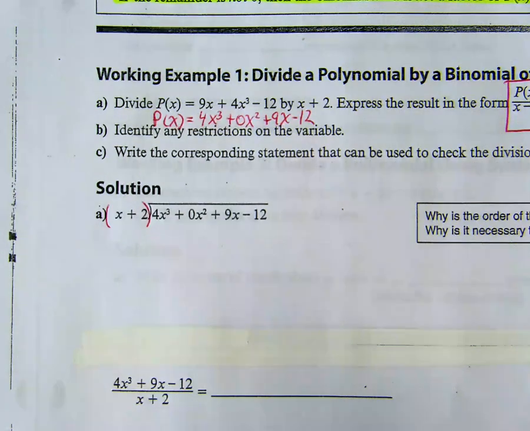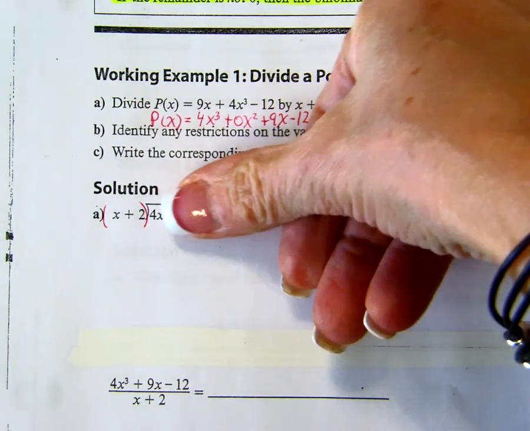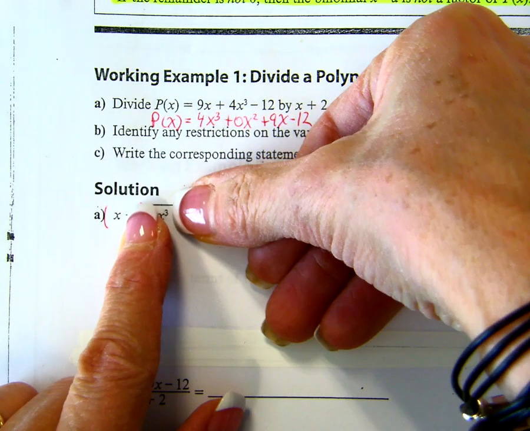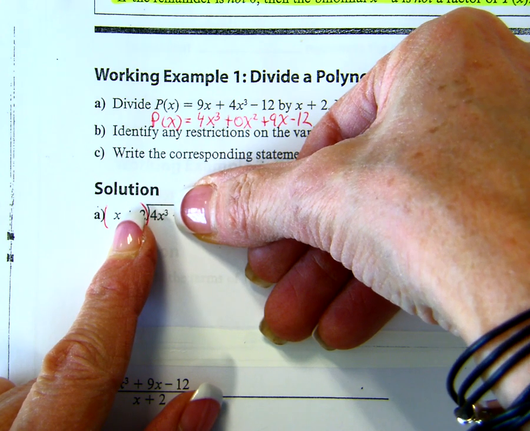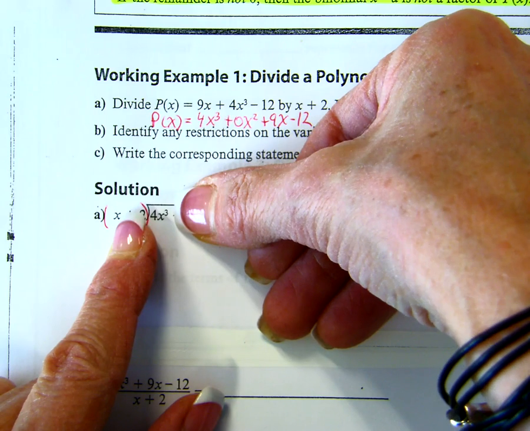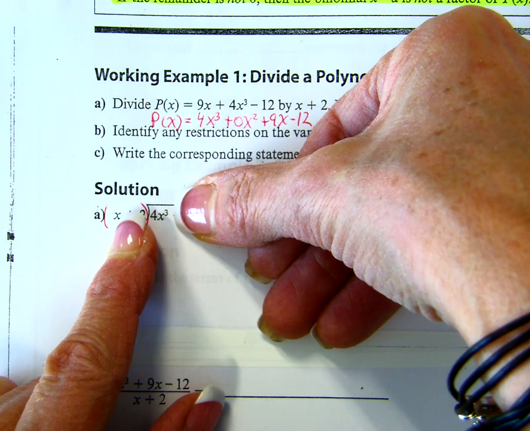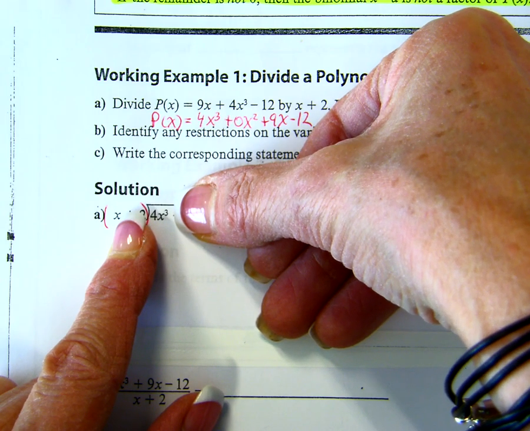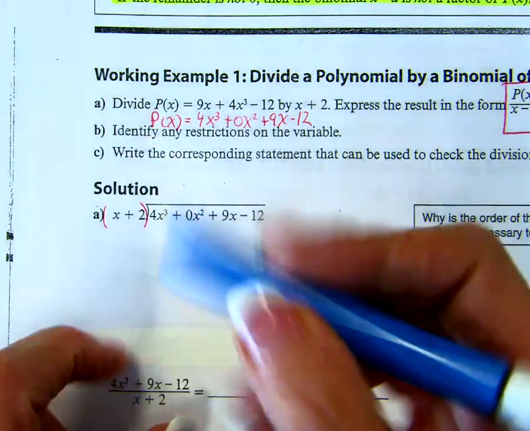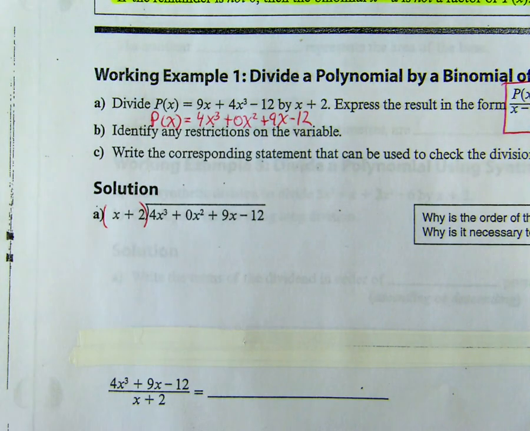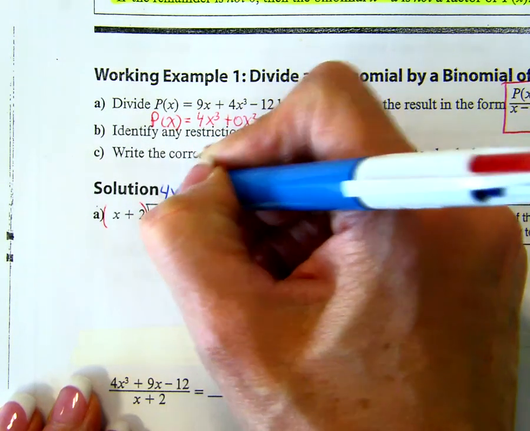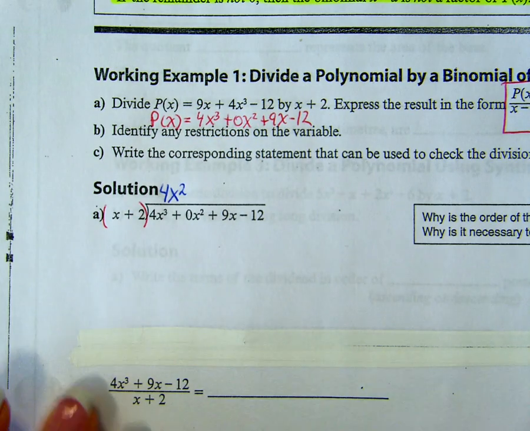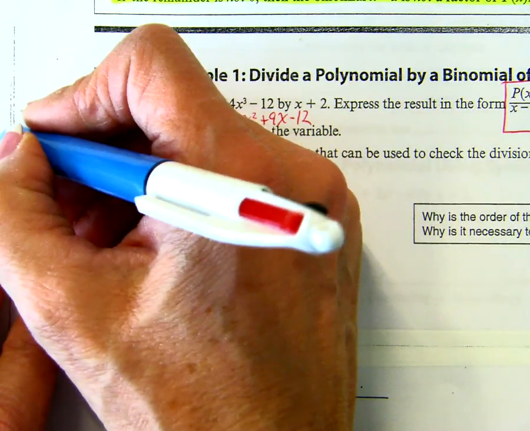Okay, so it's the same theory. You're going to look at the first two terms, the x and the 4x cubed, and ask how many times does x go into 4x cubed? How many x's are there in 4x cubed? How about 4x squared? So you write that there for your quotient.